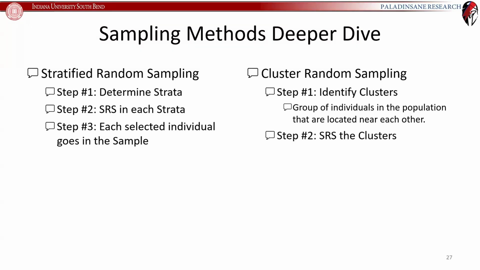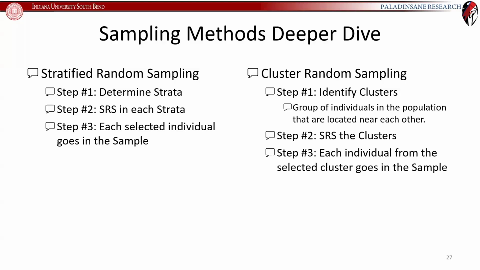So you might have 100 different postal codes, and you say, I'm going to randomly choose 10 of those postal codes. And that's going to be the random sampling that I do of the clusters. So it's not of the people yet, it's of the clusters. And then in step 3, to actually get your individuals, each individual from that selected cluster goes into the sample. So if you chose a particular postal code for your cluster, everybody in that postal code gets invited to be part of the sample. Everybody in that cluster goes into your sample.